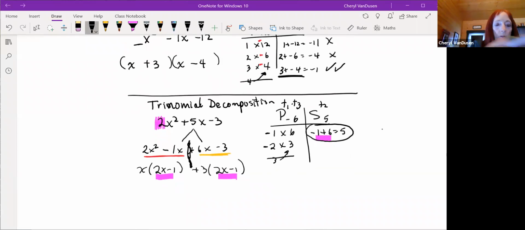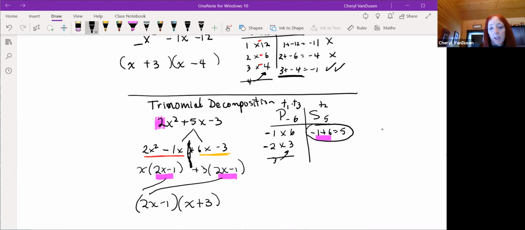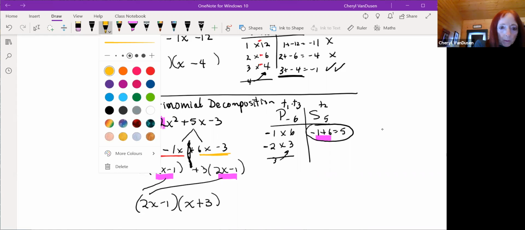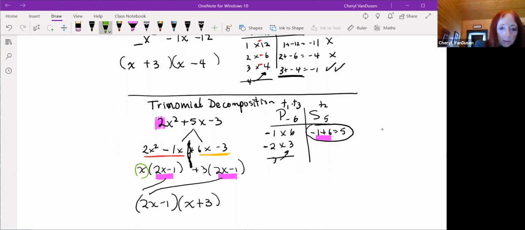And then what we do is we do one more set of common factors. The 2x minus 1 comes out front. And then the leftover terms, the x plus 3, go in the back bracket. Either way, I don't care which order, but here, I'll get one more color. The x from here goes down into here. And 3 from here goes down into here. And there's our factored answer.